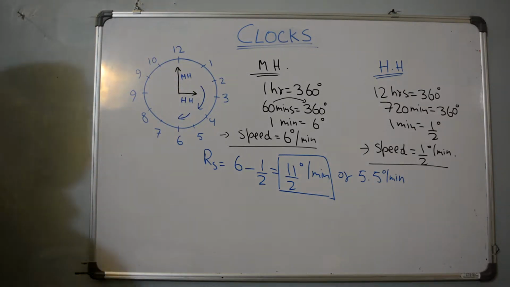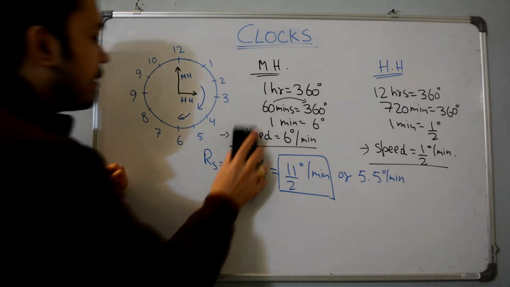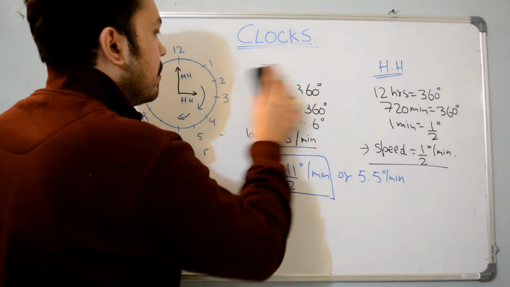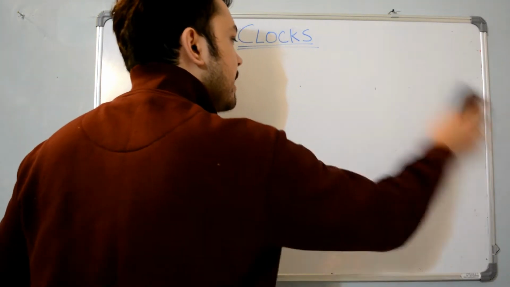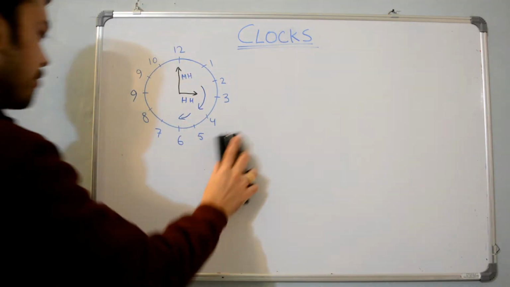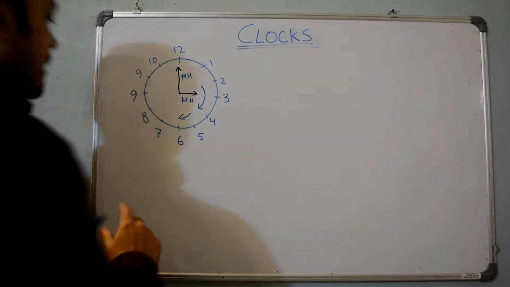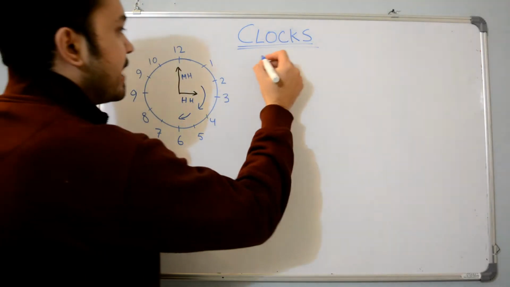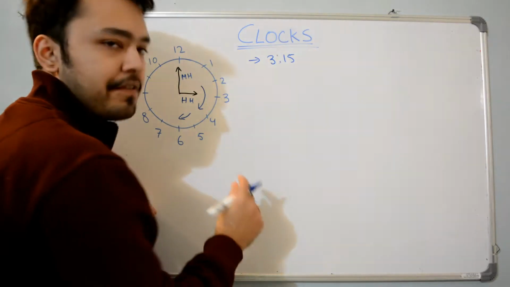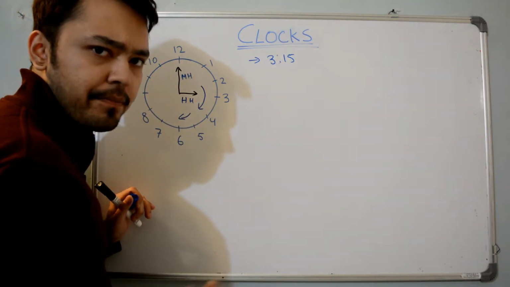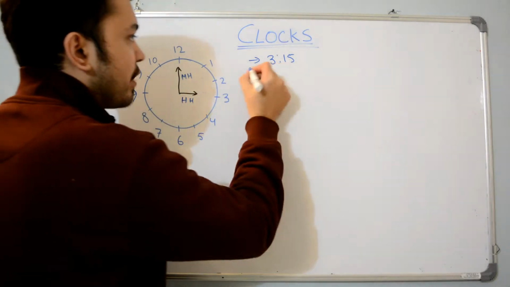Now comes our tricky part. I hope you note it down, or you can pause the video also, right? Now comes the part where you have to actually find the angle between the two hands of the clock, right? Now let the time be given to you as 3:15, right? 3:15. We are not concerned about AM or PM right now. Now just look at it for a moment.